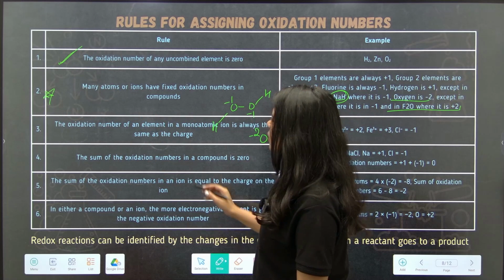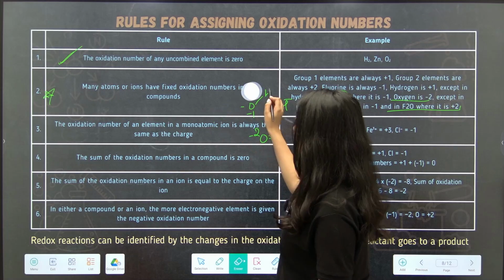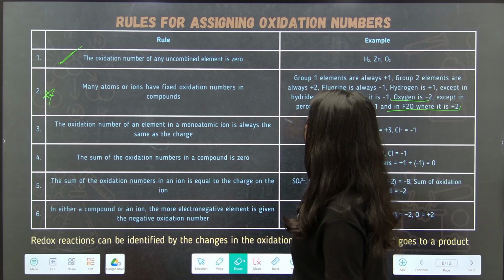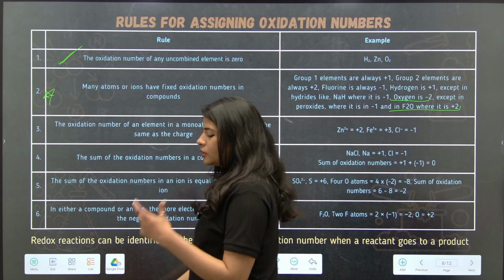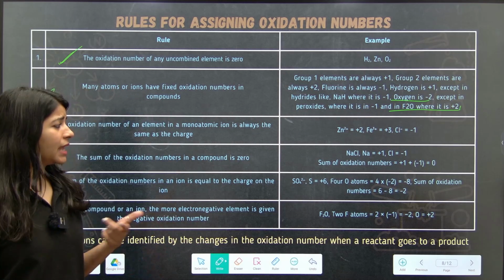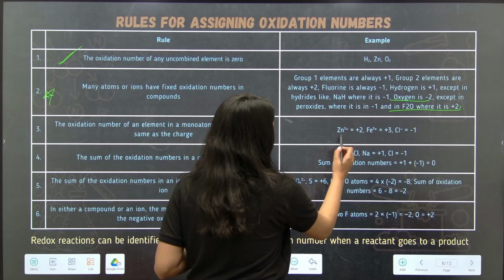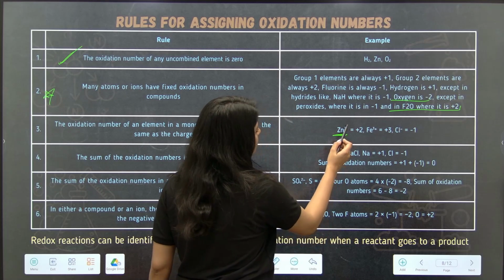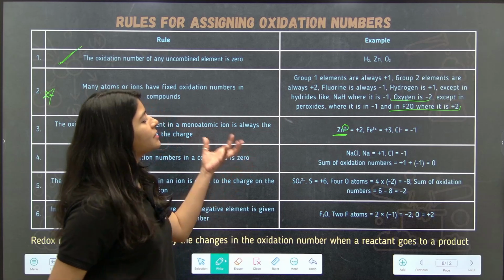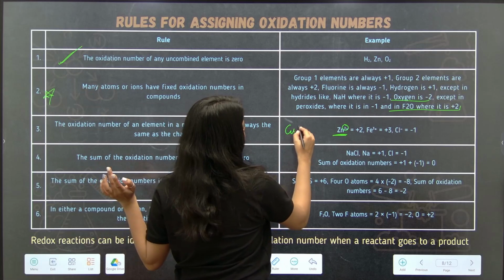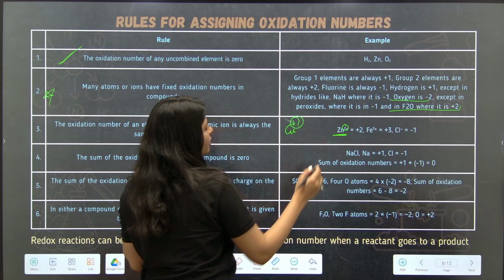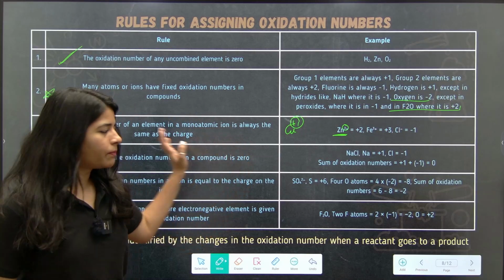Then let's talk about the third point, which is: the oxidation number of an element in a monoatomic ion is always the same as its charge. So the valency or the charge which any monoatomic ion has, like for example Zn plus 2. So plus 2 becomes its charge, and hence this becomes its oxidation number also, right? For example, copper plus 1. This is its charge, and it becomes its oxidation number also.